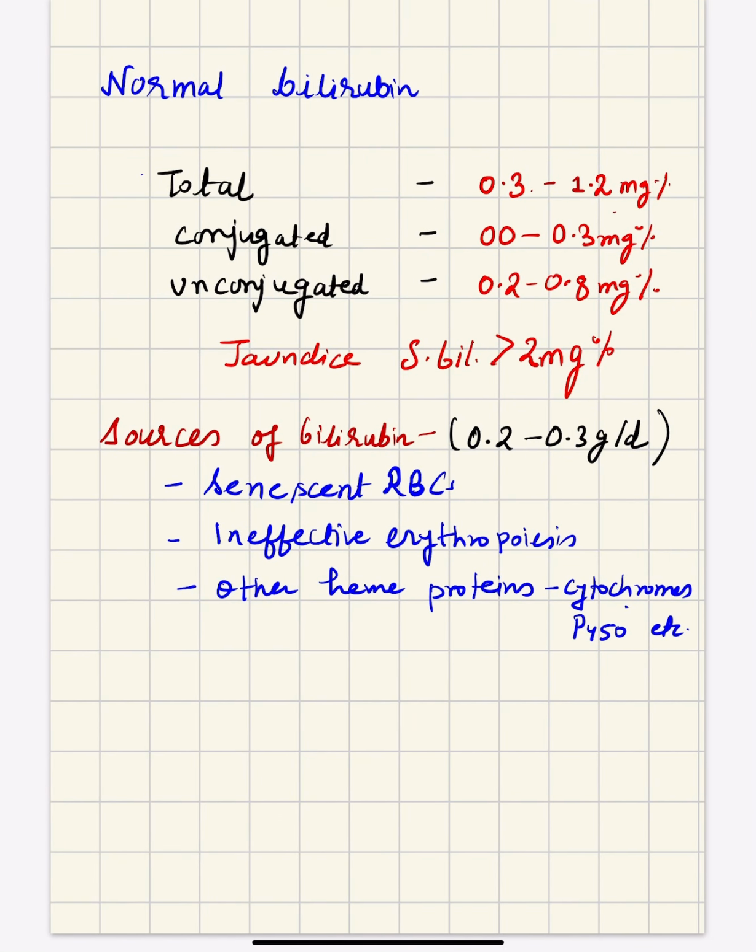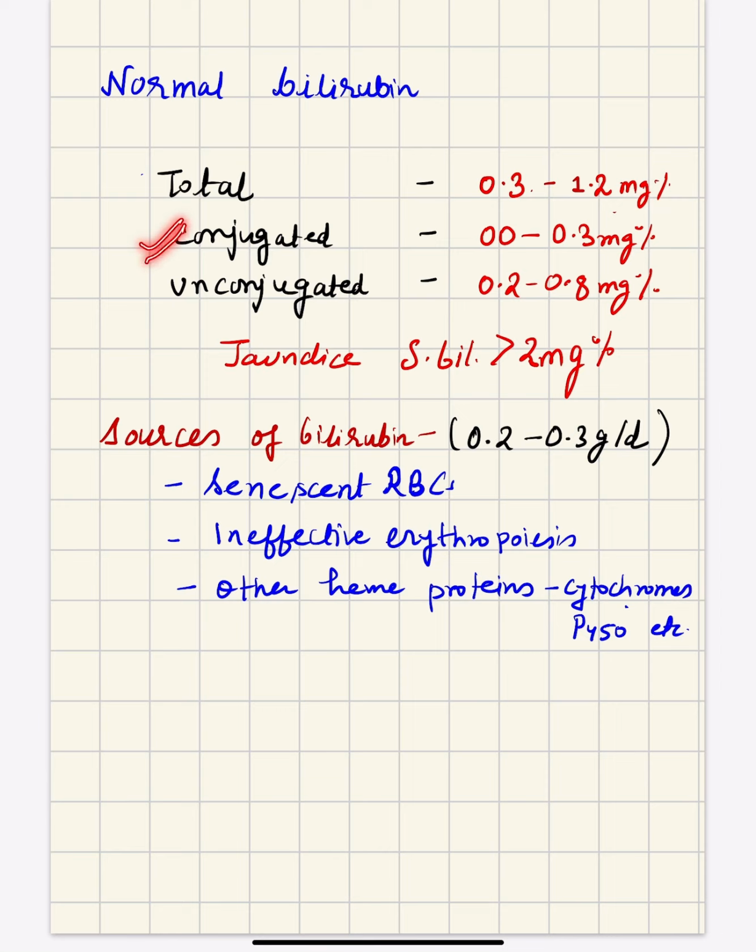Now next we come to important ranges which you should know. The normal bilirubin range is important to know because problem-based questions come from this and it can be asked in the viva also. The total bilirubin is 0.2 to 0.3 to 1.2 milligram percent. The total includes conjugated plus unconjugated bilirubin in the serum, which is 0.3 to 1.2 milligram percent.